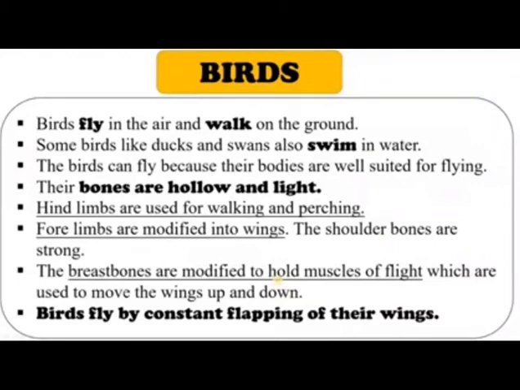Birds fly in the air and walk on the ground. As you all know that they can fly in the air and they can walk on the ground. Okay, and some birds like ducks and swans also swim in water. So some birds, which are also known as the aquatic birds, can swim in water.